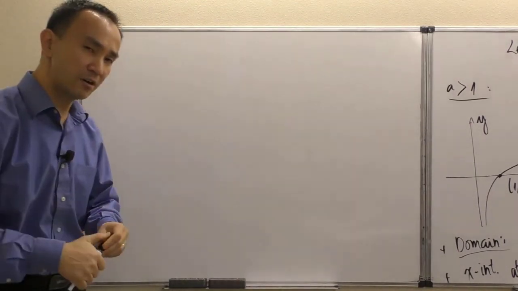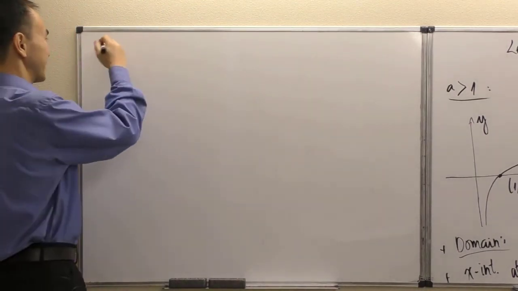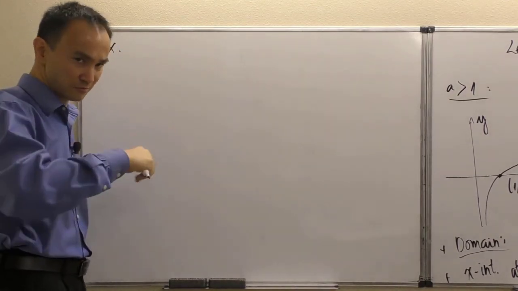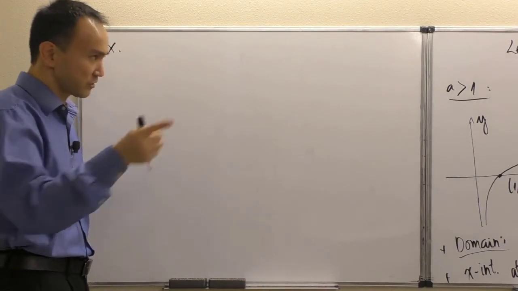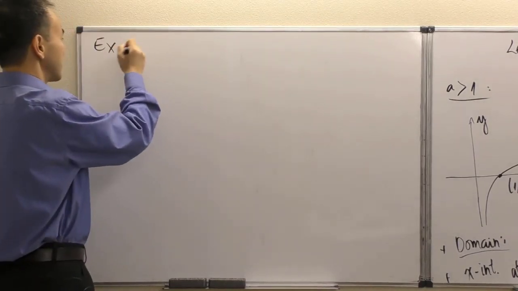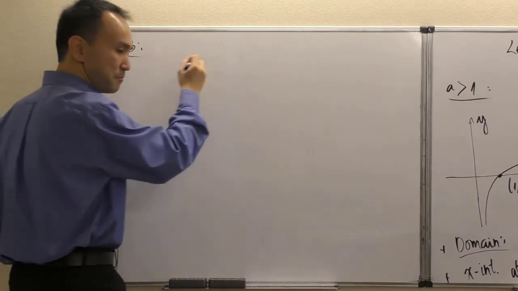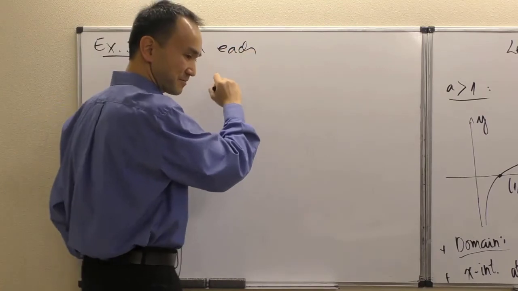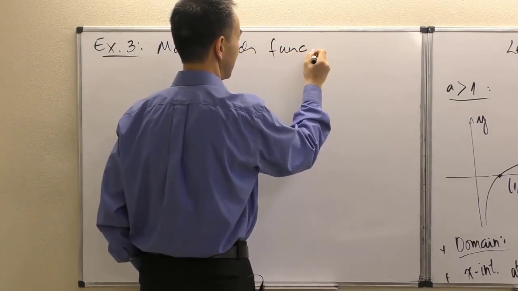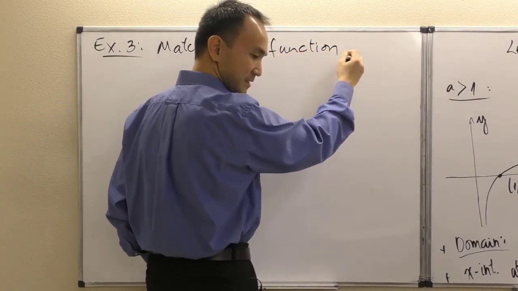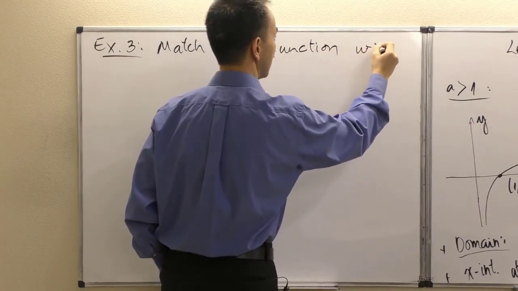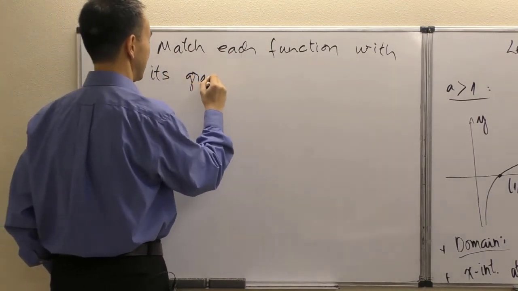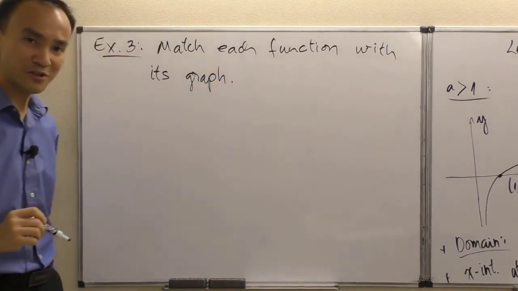All right, so let's now look at our example 3. After we have seen and had some good generalizations about the graph of any logarithmic function, the basic one, let's look at example 3. We just want to match each function with its graph. That's the worded instruction of the problem.